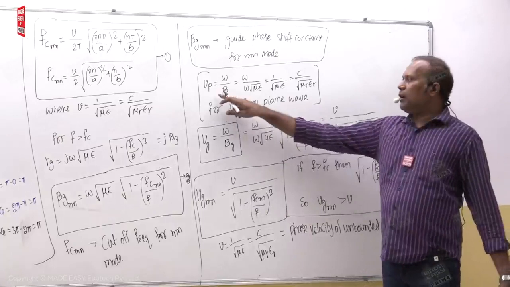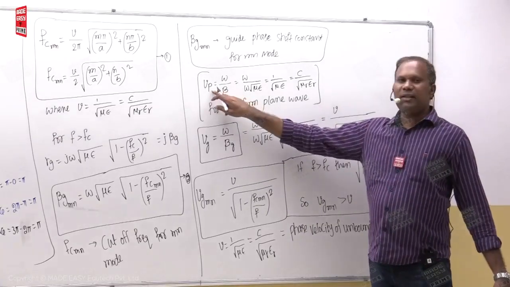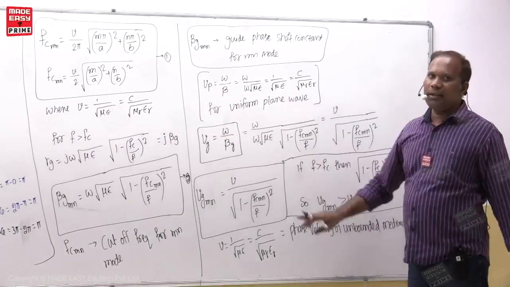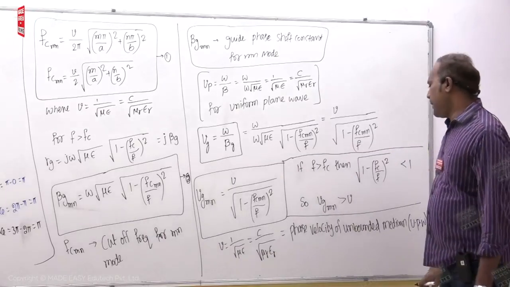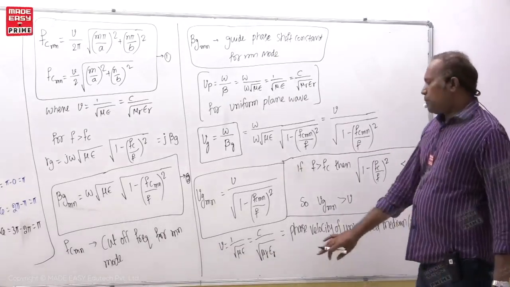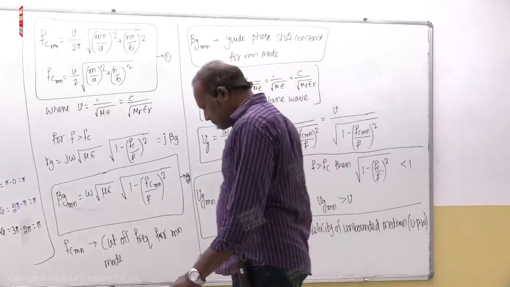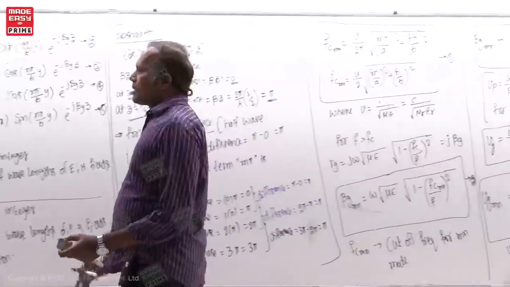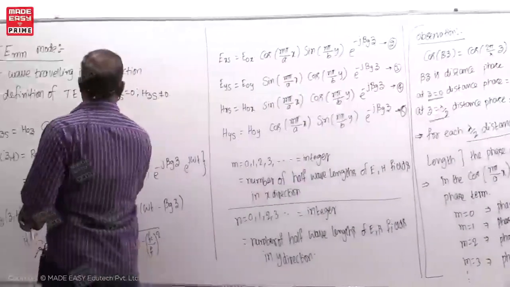So here Vp in uniform plane wave, we were saying constant phase velocity, like that. I did a derivation, you go and see in uniform plane wave. Anyway, here Vg mn is the guide phase velocity.